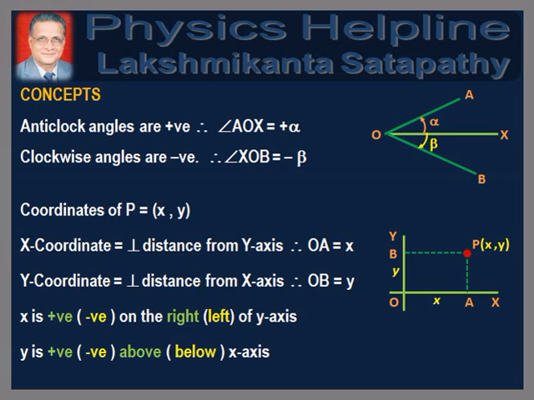Now, x coordinate of a point is its perpendicular distance from the y-axis and the y coordinate is its perpendicular distance from the x-axis. In the figure, if x, y be the coordinates of P, then OA is equal to x and OB is equal to y. It may be noted that x is positive on the right of y-axis and negative on its left. Similarly, y is positive above the x-axis and negative below it.